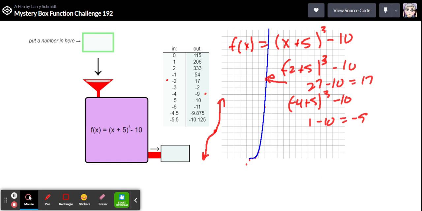Well, how did that go for you? Did you see that this was cubic? I think this was a tricky one to sort out because we didn't get to see the whole shape of the function on the graph.